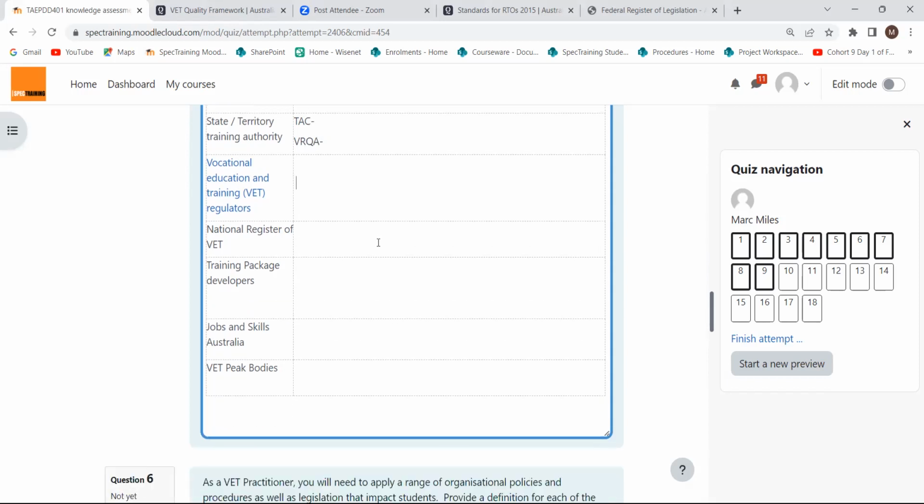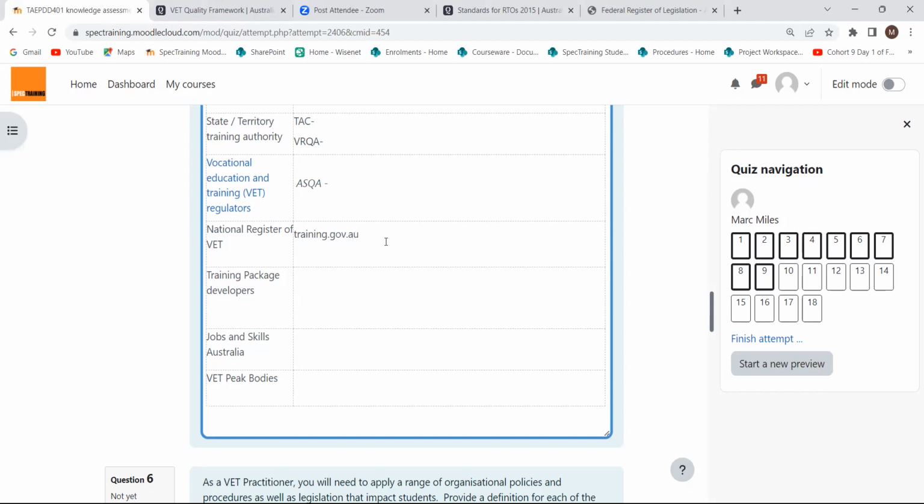Vocational Education Training Regulators. So here, we have ASQA, and they are the national body for auditing and regulating RTOs in Australia. Okay, and National Register of VET, again, this is going to be training.gov.au, and also we could say ASQA here as well.